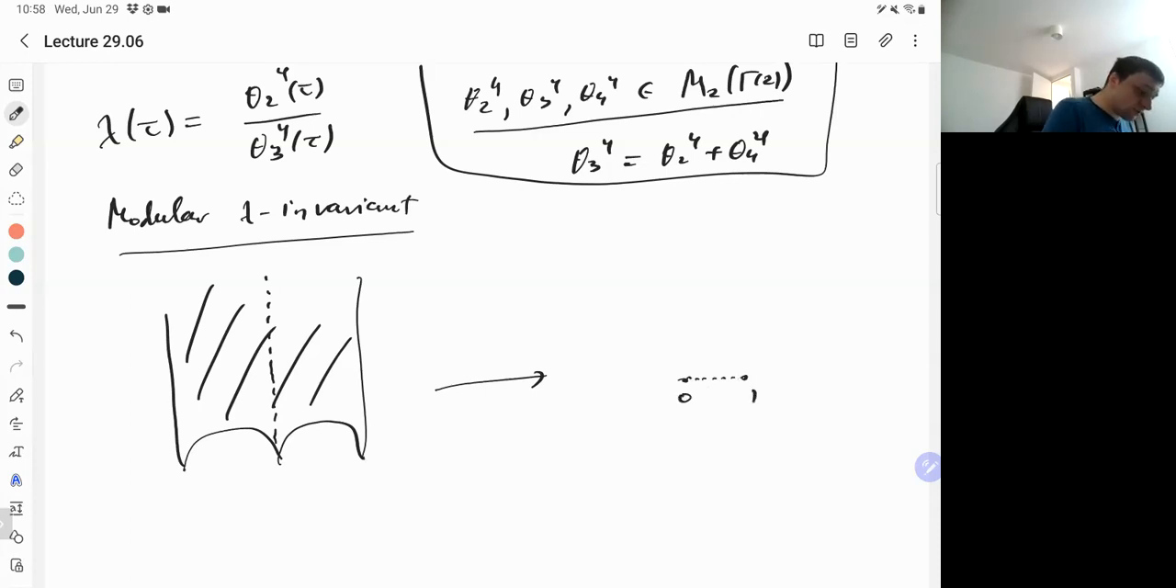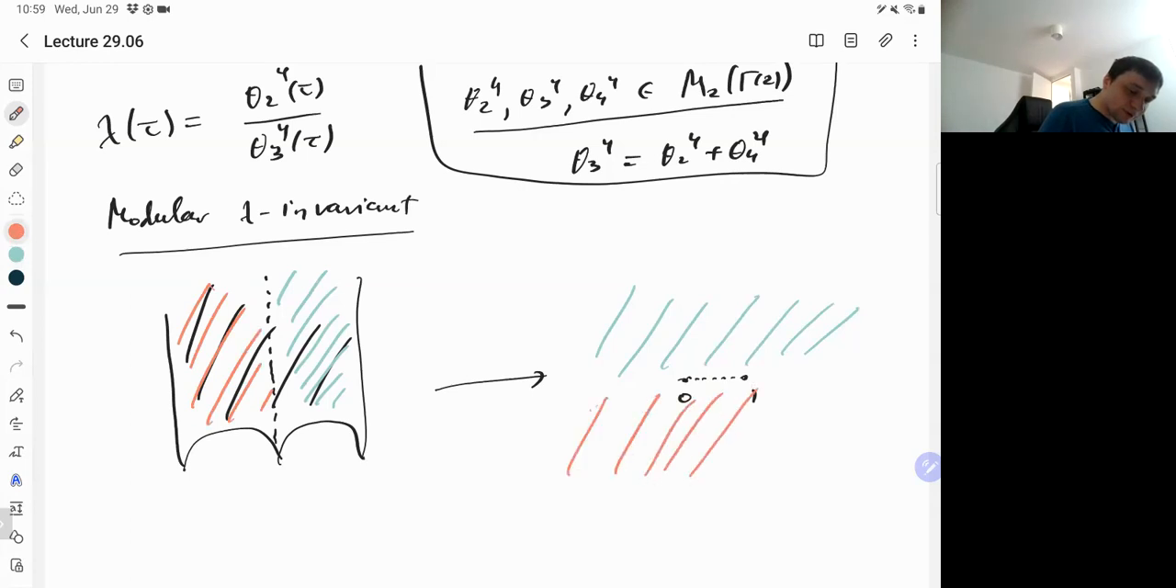Now let me again do this coloring. The right part of the domain is sent to the upper half plane, the left part is sent below, and this bit here is sent to this ray, and the semicircles are mapped to the ray from 1 to infinity.